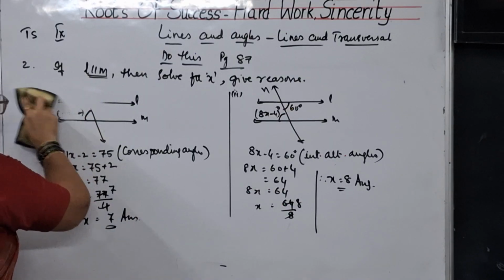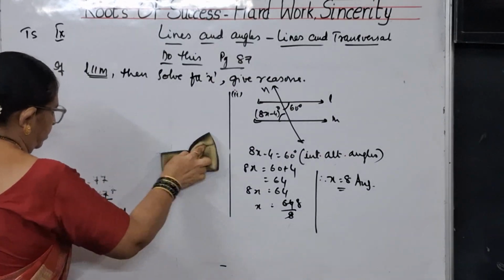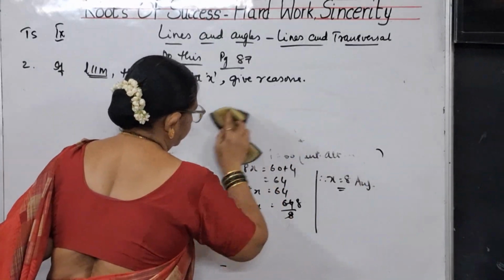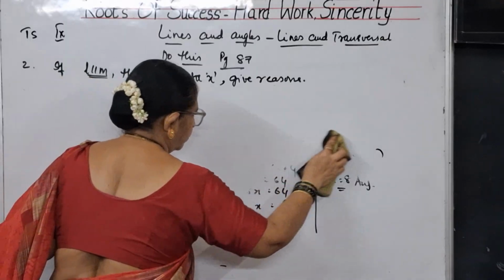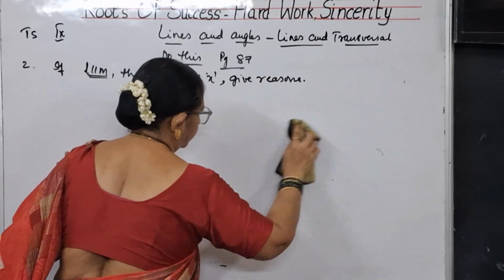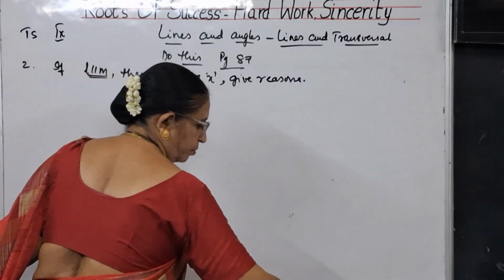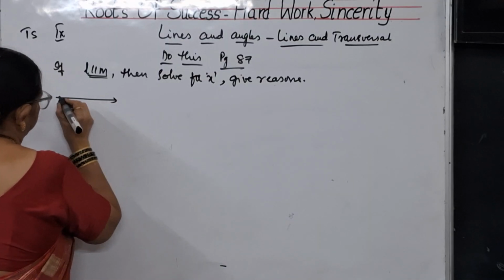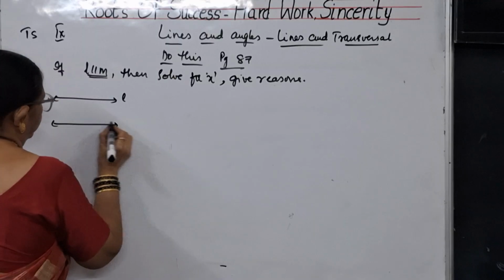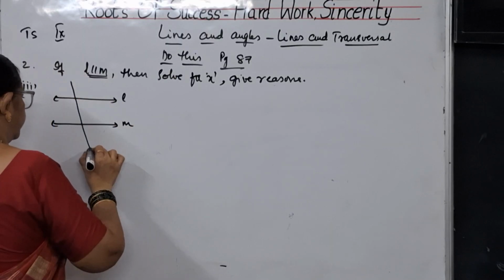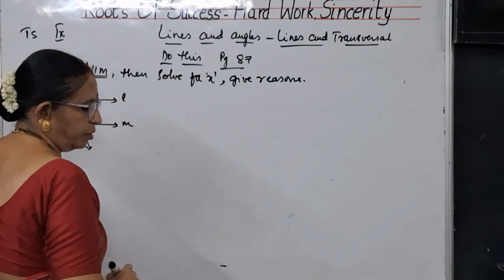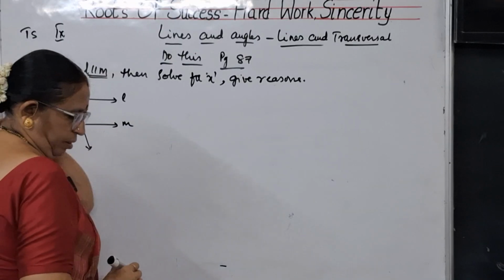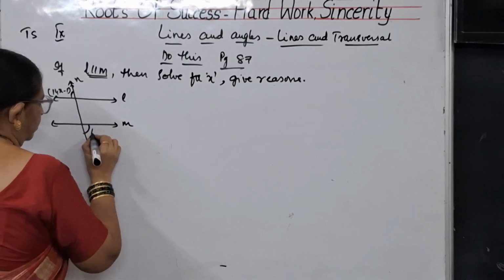Now, next, third bit. Third bit, L, M, N. 14x minus 1, and this is 12x plus 17 degrees.